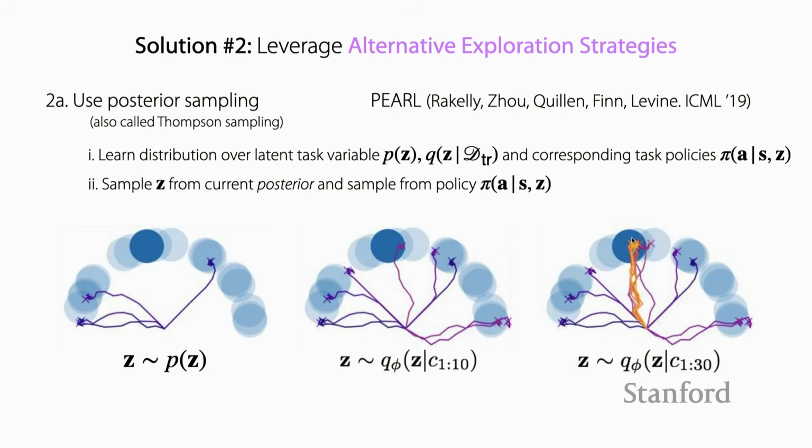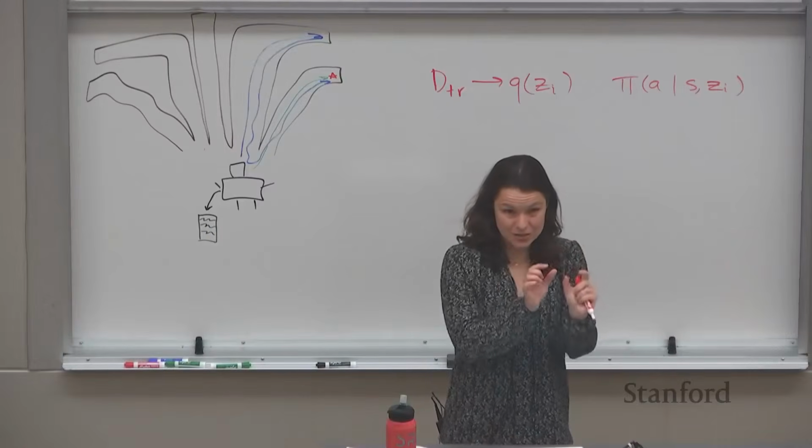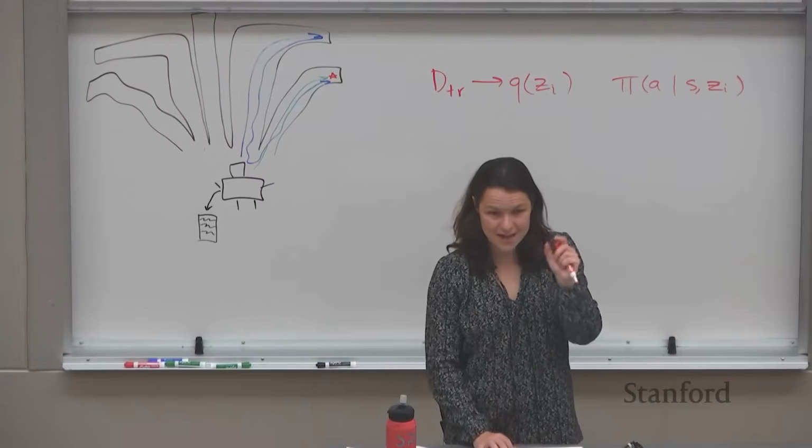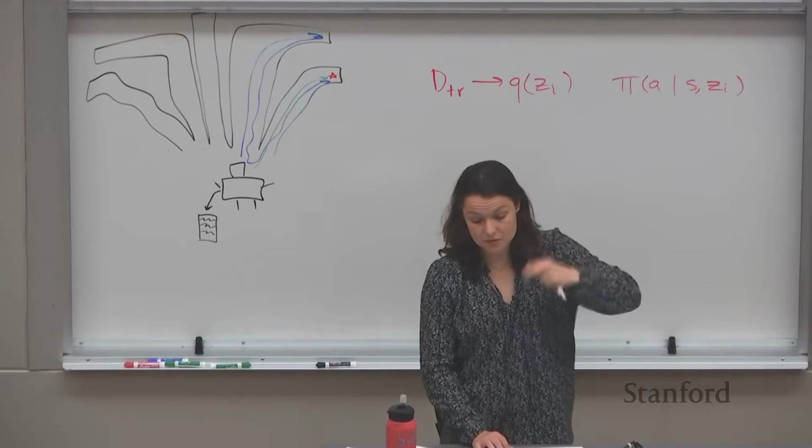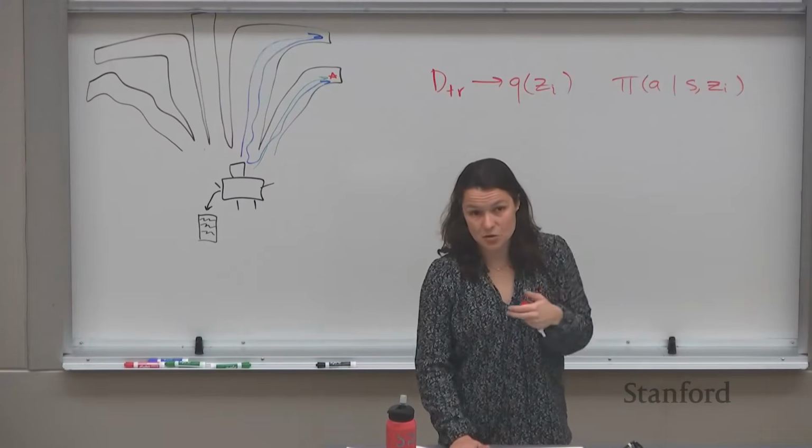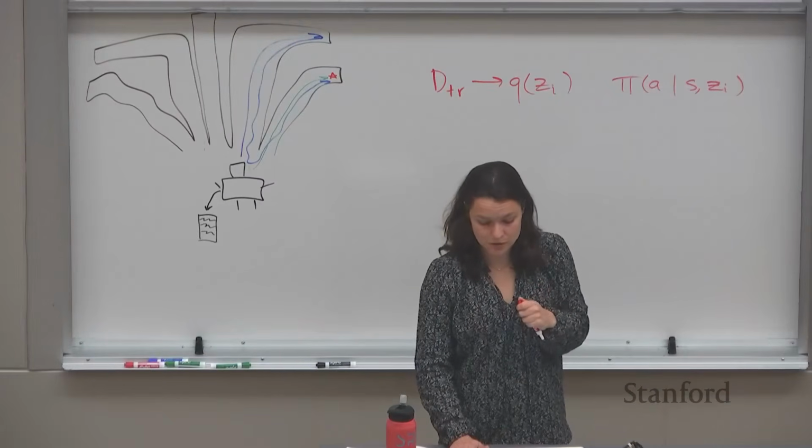And so that's one approach for addressing this exploration problem: basically learning this latent representation over tasks, and then sampling from that distribution, and acting according to your policy for that task.